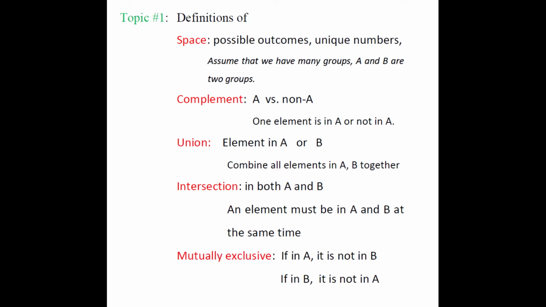Mutually exclusive. Mutually exclusive suggests if an element is in A, it cannot be in B. For example, raining or not raining. They are mutually exclusive, either raining or not raining. Happy, not happy, they are mutually exclusive. We are going to use some values or numbers of fruits to demonstrate all these definitions.